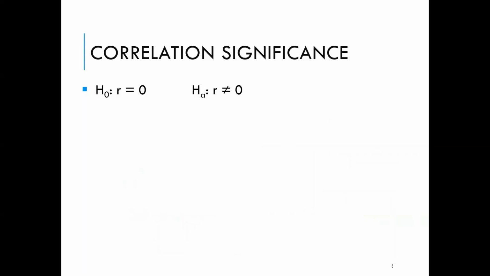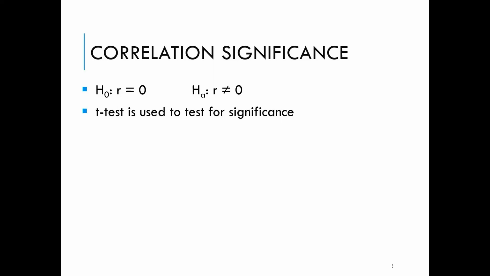To do that, we have our null and alternative hypotheses. The null hypothesis for the correlation analysis is R equals 0. There's no association between the two variables. Our alternative hypothesis is that R does not equal 0. They are somehow related. This is a two-tailed test because we are not interested in which direction. We just say there is some difference.